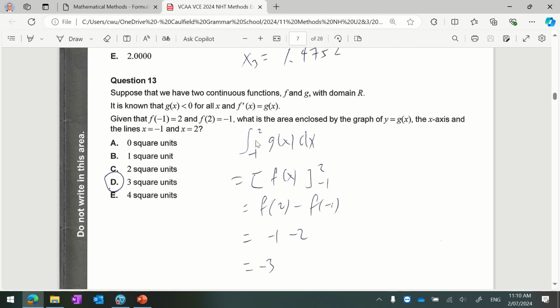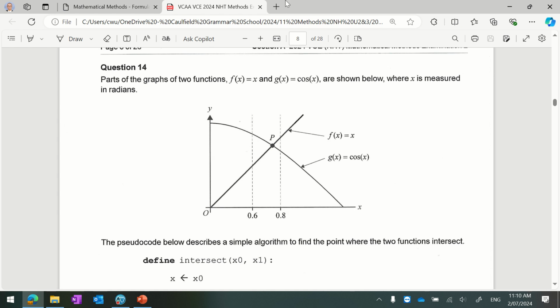And it's a negative value because g is less than 0. g is a negative y value function, so we expect that. It just means the area is positive 3 square units. So yeah, we expect the negative answer coming out of the integration. It will just be a positive area that we have to answer. Next one.